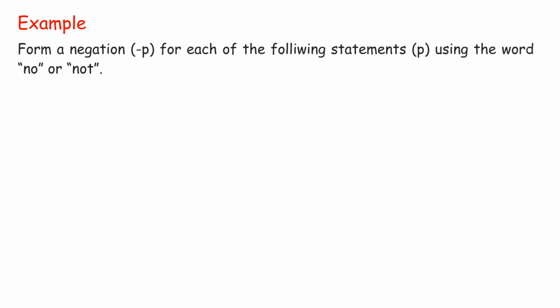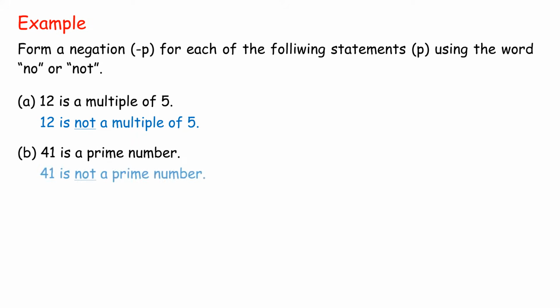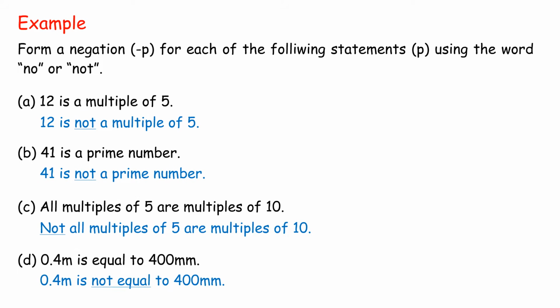Example: form a negation for each of the following statements, P, using the word no or not. A. 12 is a multiple of 5. 12 is not a multiple of 5. B. 41 is a prime number. 41 is not a prime number. C. All multiples of 5 are multiples of 10. Not all multiples of 5 are multiples of 10. D. 0.4 meters is equal to 400 millimeters. 0.4 meters is not equal to 400 millimeters.